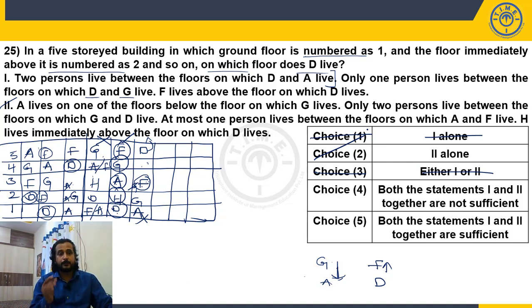This is equal to one puzzle. That's why I'm saying that in data sufficiency give last preference, and within data sufficiency, puzzles should be last preference. First try to complete the directions, blood relations and coding-decoding type of questions. Better you can skip these questions. They will take a lot of time.